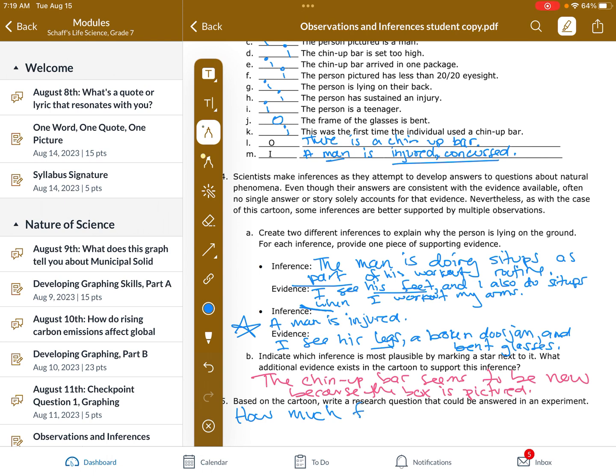How much force does it take to break a door jamb? I misspelled break here. Okay.